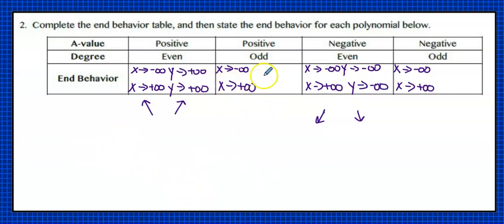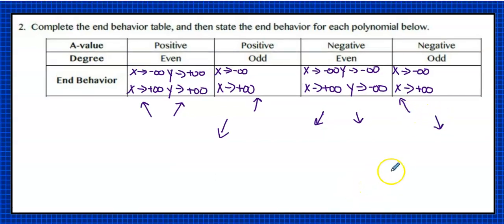All right, let's talk about odd degree. Odd degree polynomial functions, what I usually think about is if it's a positive a value, then as I trace from left to right, it ends up in a positive direction. So on the left side, it's doing this. And then on the right side, it's doing this. So no matter what's going on in here, as I trace from left to right, it ends up in that positive direction. Negative is the opposite. No matter what it's doing in the middle, it starts off that way, and then it ends up in a negative direction.